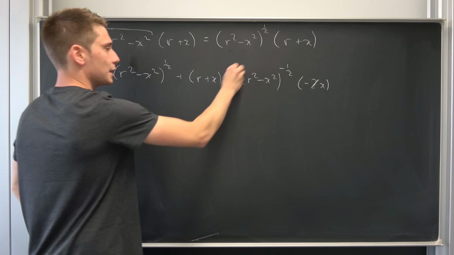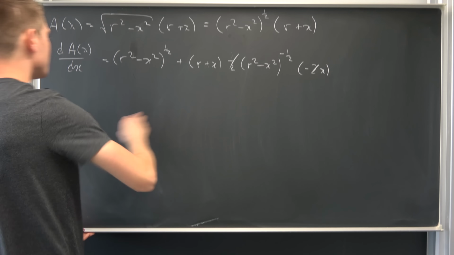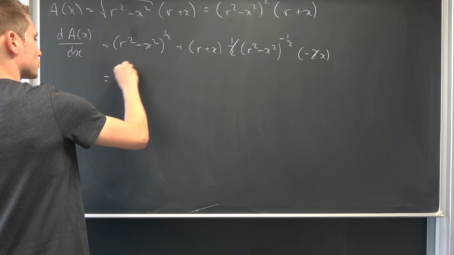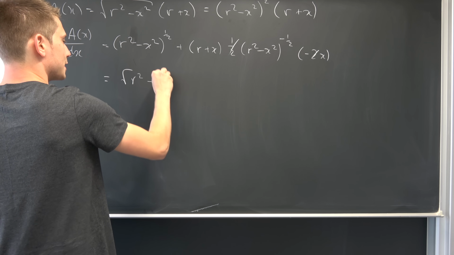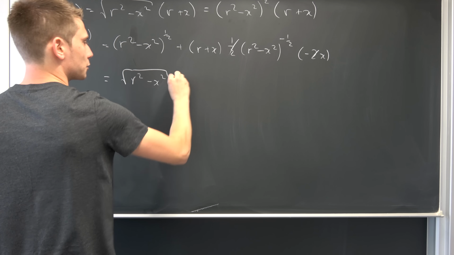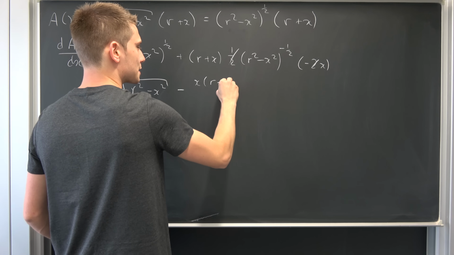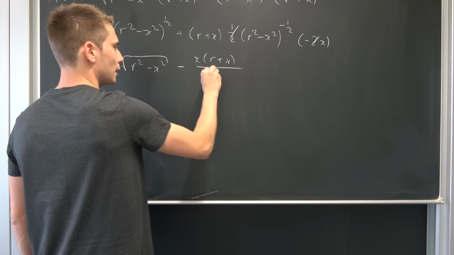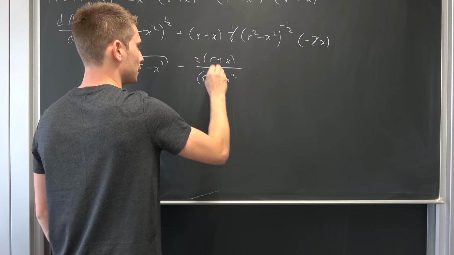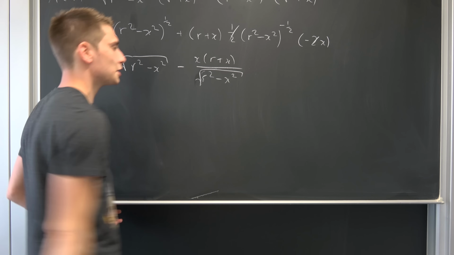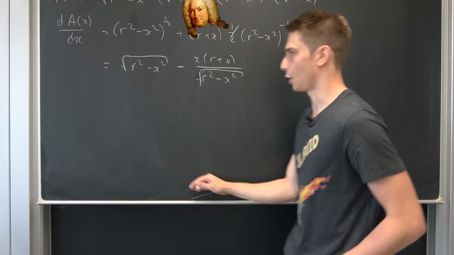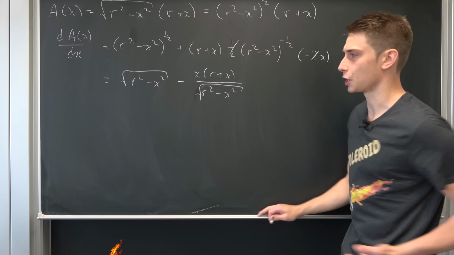And you see this 2 and this 1/2 is going to cancel out, and I'm going to rewrite this a little bit. So we have square root r squared negative x squared, negative sign to the front, negative x r plus x over r squared minus x squared, and the square root of that whole thing. Let's put it that way, not with the 1/2 power. Okay, so that's actually what we get.